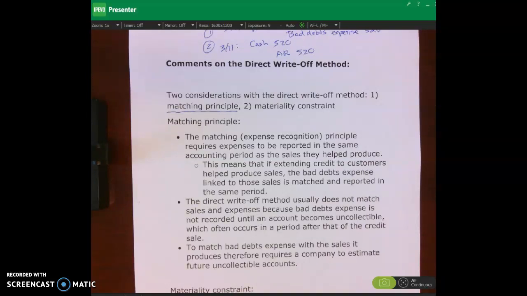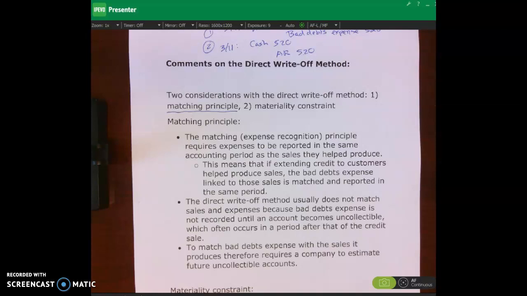When did we make the sale? 2018. When did we recognize bad debts expense? 2019. Two different accounting periods. That does not satisfy the matching principle. The matching principle says we want to match revenues and expenses in the same accounting period. That's the problem. There's no attempt at all to try to match revenues and bad debts expense in the same accounting period.